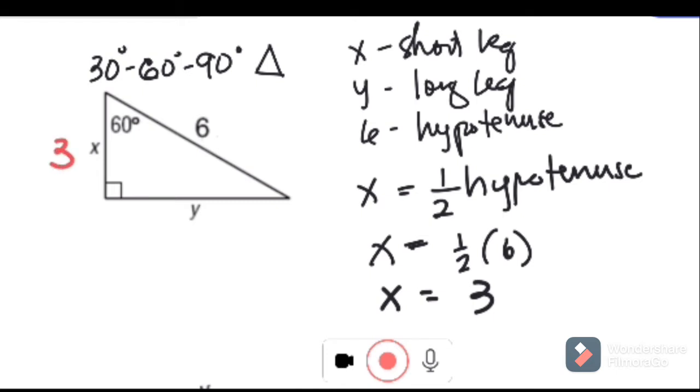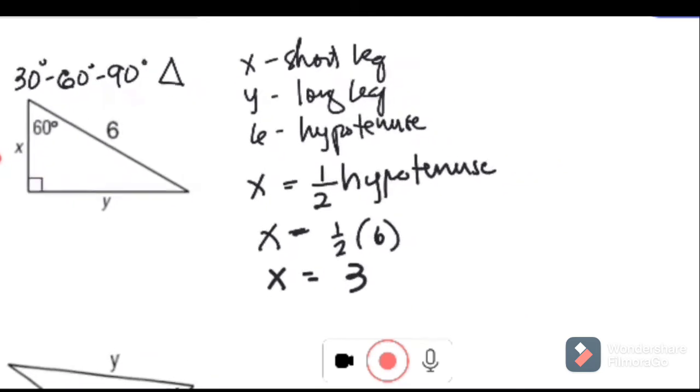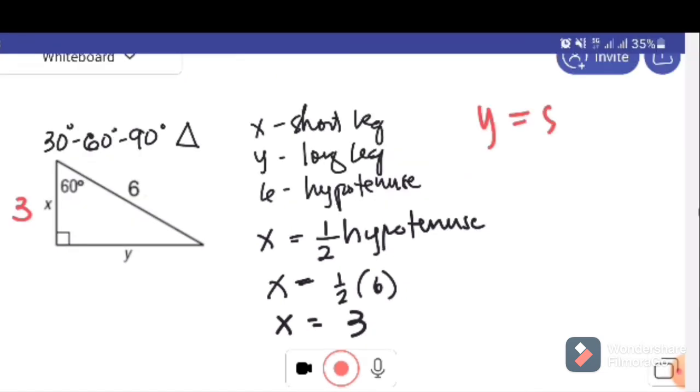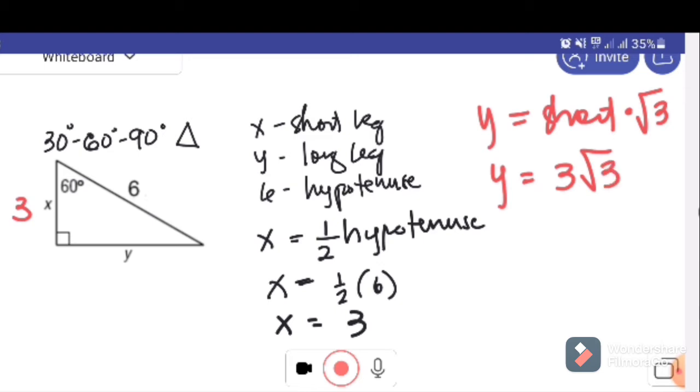Now to find the longer leg, we are going to multiply the shorter leg with the square root of 3. So to find y, we are going to multiply the short leg times the square root of 3. And our short leg is equal to 3, so 3 times the square root of 3. So our y here is 3 square root of 3.